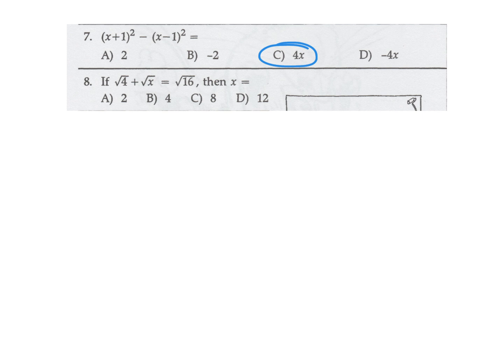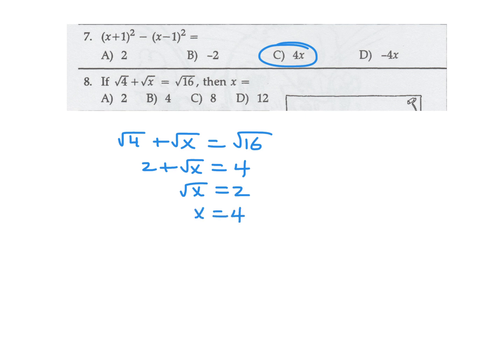The square root of 4 plus the square root of x is the square root of 16. So that's 2 plus the square root of x, and that's 4. So the square root of x would be 2, and then square both sides, and that gives you x is equal to 4. So number 8, the answer is B.